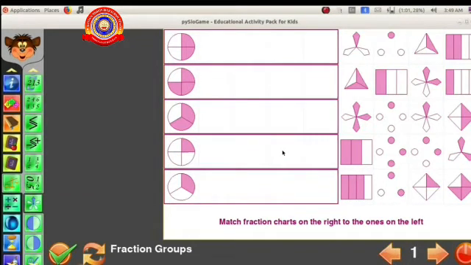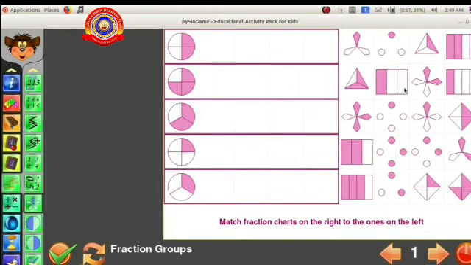Dear children, this is one of the fraction games. On the left side, we can see some circles in which some portions are colored. On the right side also, we can see some fraction charts. Dear students, we want to drag and drop the equally colored picture from the chart near these circles.